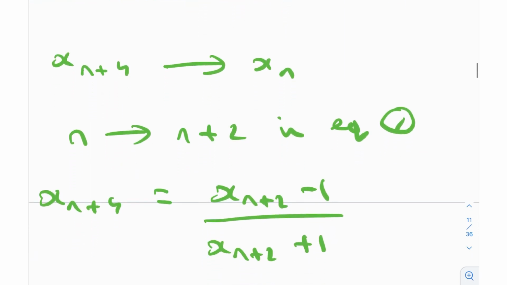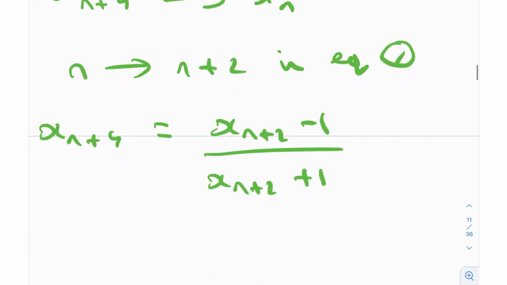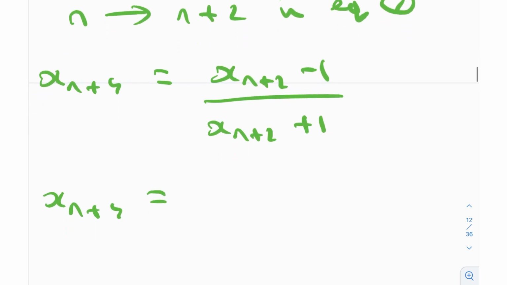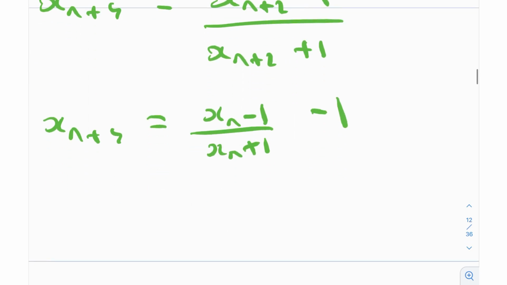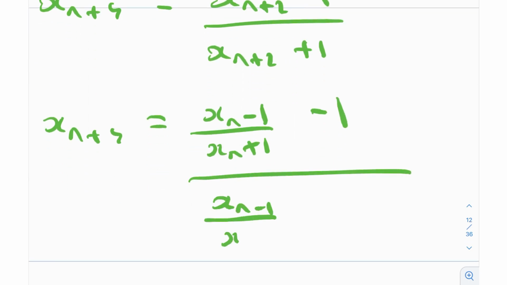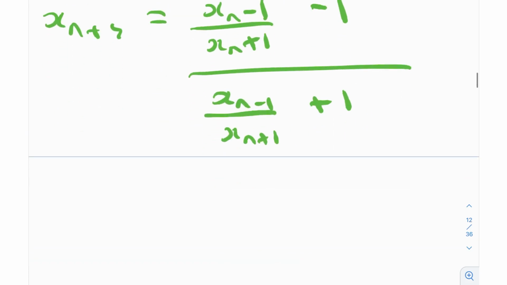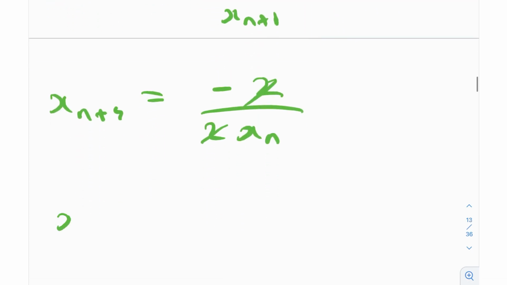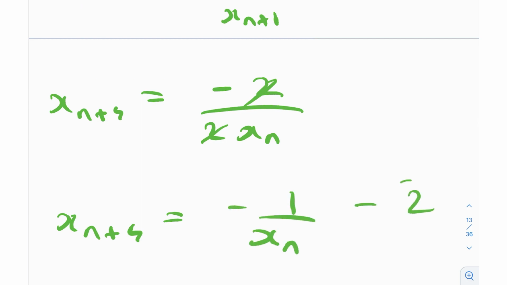But I know x_{n+2} in the form of x_n from equation 1. So I can write x_{n+4} as ((x_n - 1)/(x_n + 1) - 1) divided by ((x_n - 1)/(x_n + 1) + 1). And once I clean this out, I'll get x_{n+4} as negative 2 divided by 2x_n, which is great because x_{n+4} simply becomes negative 1 by x_n, which is my equation number 2.